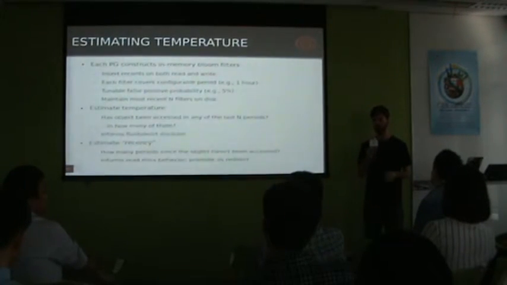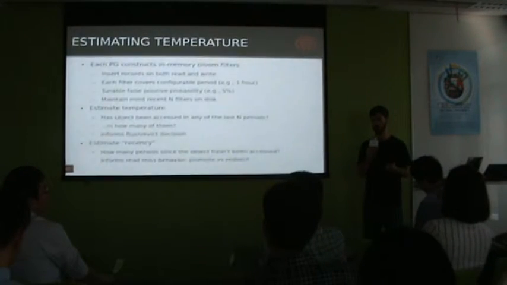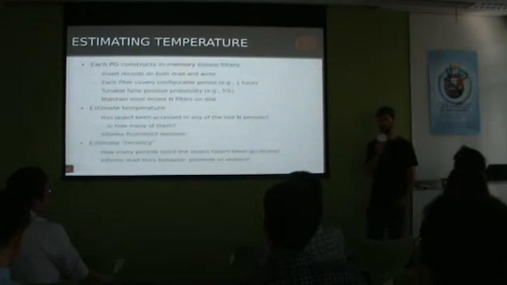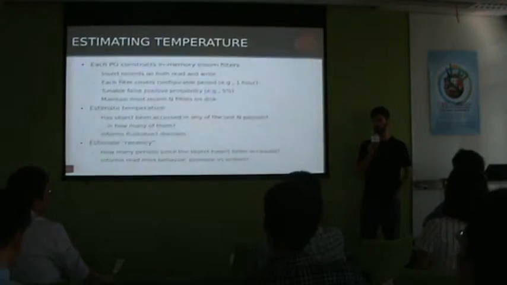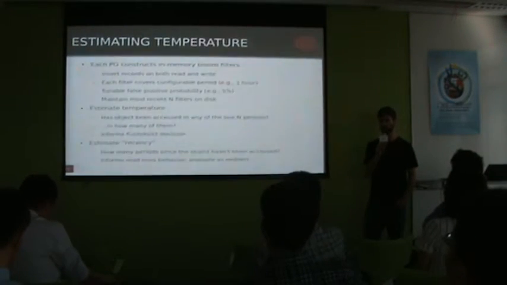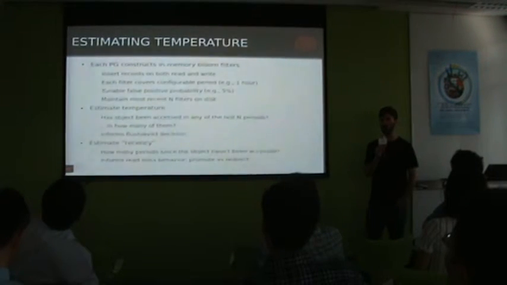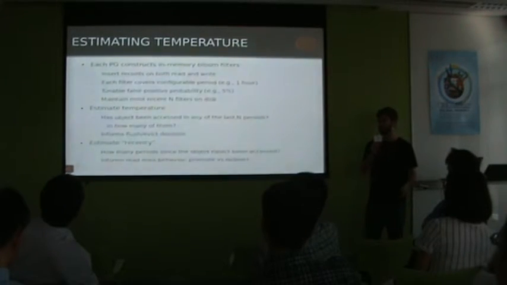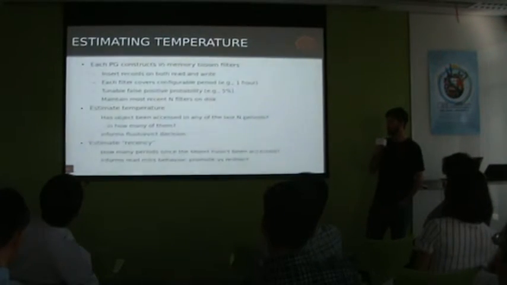And we maintain the most recent N filters on disk, where N is determined by the user policy for how many hours of data they want to keep. And then we estimate temperature by walking back through the bloom filters we have stored and testing how many of them test positive for the object. It's not perfect. They're not counting bloom filters, so you don't know how many times an object was accessed in a particular time period. But you can get a good estimate of over how long a period the object was accessed. If it shows up in several bloom filters, then you know that it was accessed consistently over a long period of time. So this does let us estimate recency.